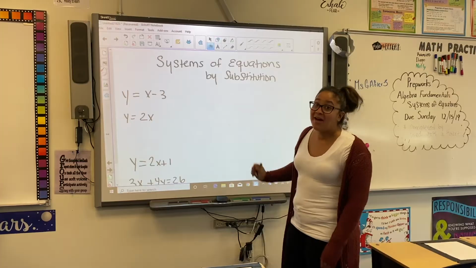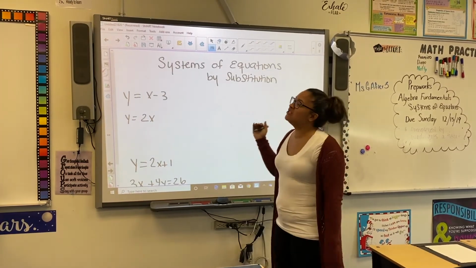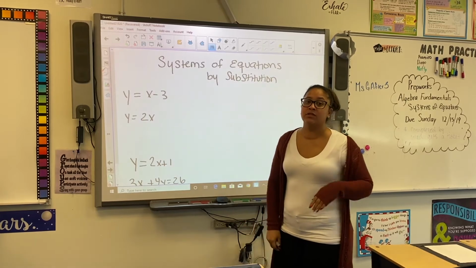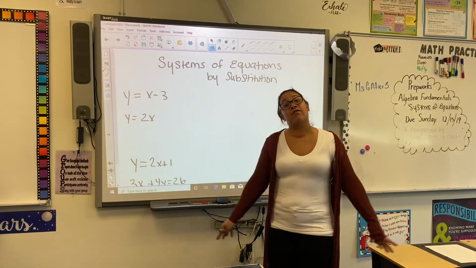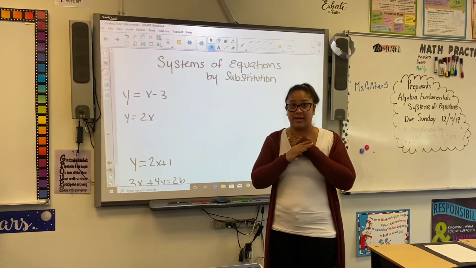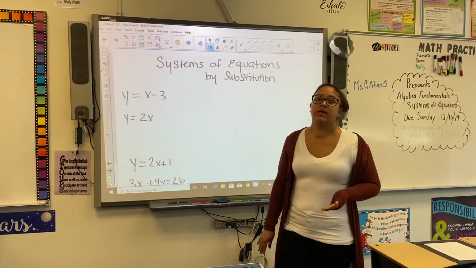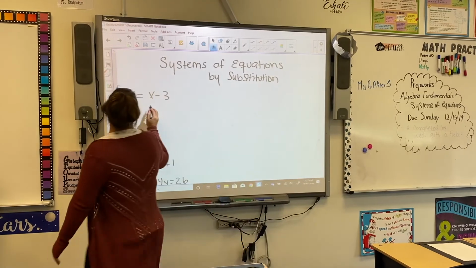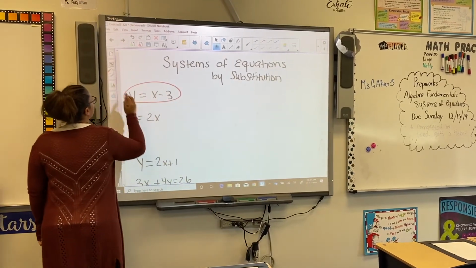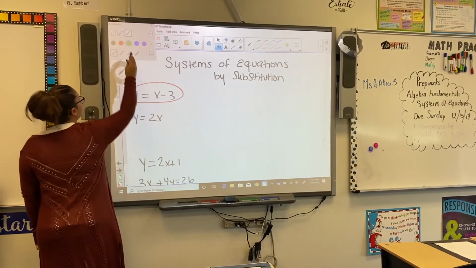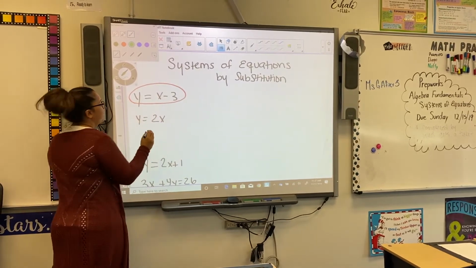Good job, guys. Now we have systems of equations by substitution. We're solving using substitution, okay? Before, we did it by graphing so we could see exactly where it intersects. Now we're just solving algebraically to find out where it intersects, all right? So we're going to have the first line red, the second one green.